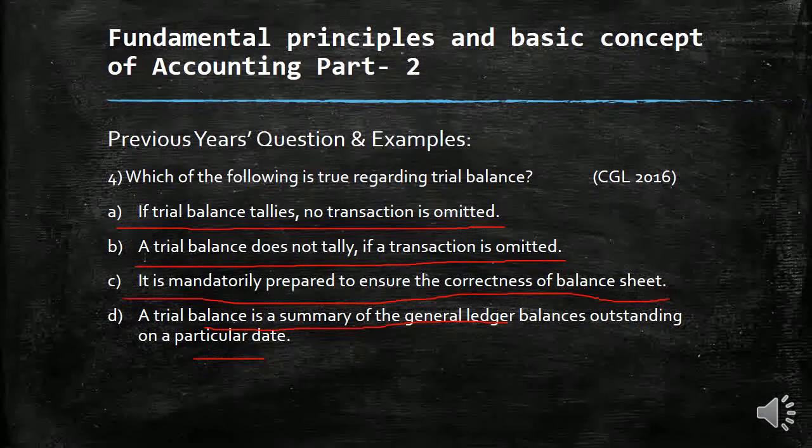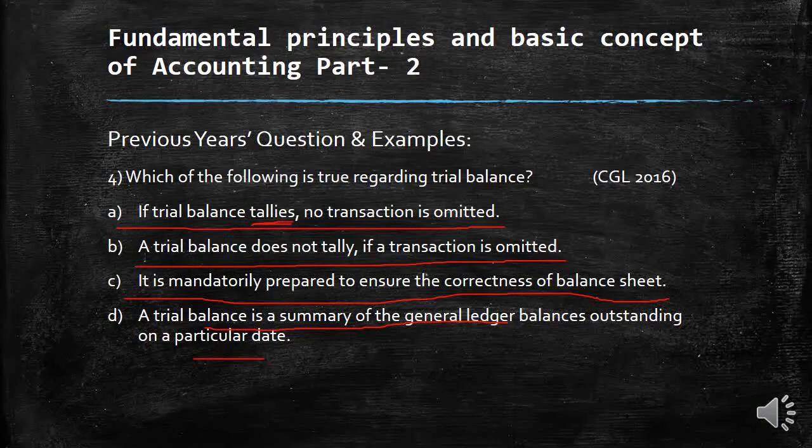So we will check all the options one by one. If trial balance tallies, no transaction is omitted. Tallies means matches, means the debit side and the credit side of the trial balance will match. Okay, so it says that if trial balance matches, no transaction is omitted. But you can check for yourselves that even if we omit some transactions from the record, the trial balance will match. You can check it for yourselves. Okay, now option number 2 is a trial balance does not tally if a transaction is omitted, but it does.